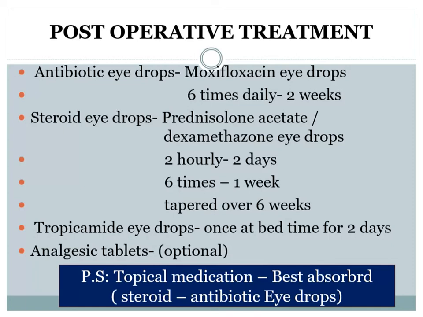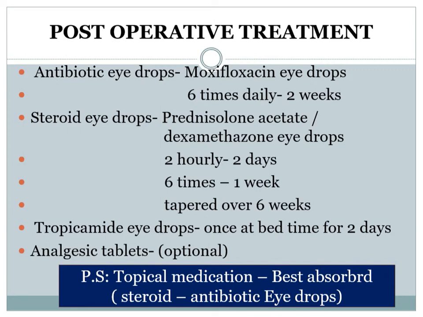Okay, so here we can use moxifloxacin eye drops or ciprofloxacin eye drops 6 times daily for a period of 2 weeks. Then the most important medication here is steroid eye drops in the form of dexamethasone or prednisolone acetate. This is given in a tapering dose. That means on the first and the second day, you give once in every 2 hours. Then from third day onwards, up to the end of the first week, you give around 6 to 8 times daily. After that, you reduce.